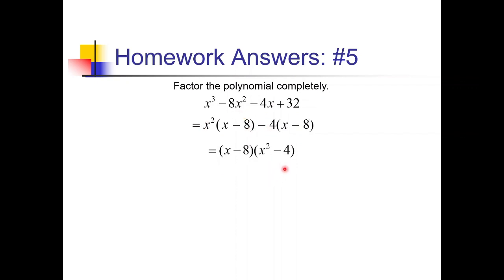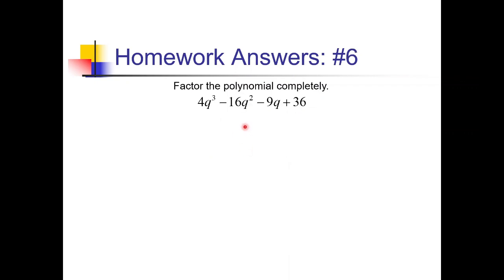Now I always have to check if I have an x squared to see if I can go a little bit further. So this is a difference of perfect squares. I can use the a plus b, a minus b shortcut on this. So I have the x minus 8 that I initially got, and then square root of x squared is x, square root of 4 is 2, so we have x plus 2 and x minus 2.